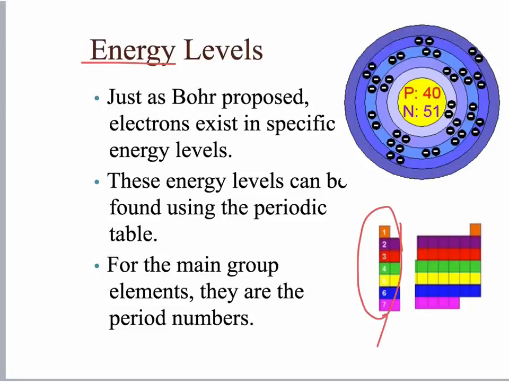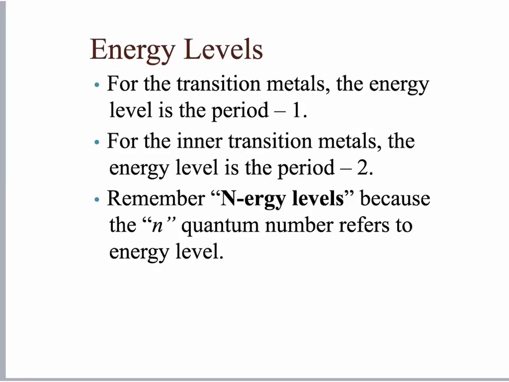These are what we call the S block, 1, 2, 3, 4, 5, 6, 7. And this is the P block of your periodic table. You'll notice this entire part is missing because we're going to talk about that in just a second. For the transition metals, the part I just drew in green, the energy level is the period minus 1. For the inner transition metals, the energy level is the period minus 2. This probably doesn't make sense yet, but we'll take a look at it. Remember energy levels, and that's how you remember that it's the N quantum number that refers to the energy level.